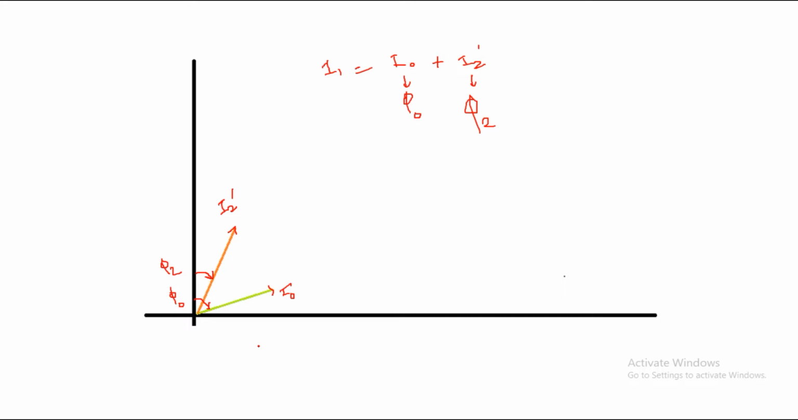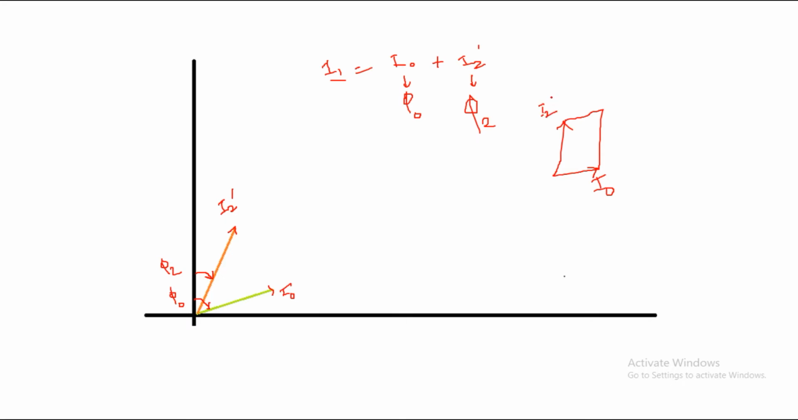So from this we have to find the resultant current, that is I1. We can find a resultant vector by adding two vectors, either by applying the parallelogram law or the triangular law. Most of the time we go with the parallelogram law. We know a parallelogram has four sides and opposite sides are equal, along with the phase angle. So we can consider this as I0, and this as I2 dash.